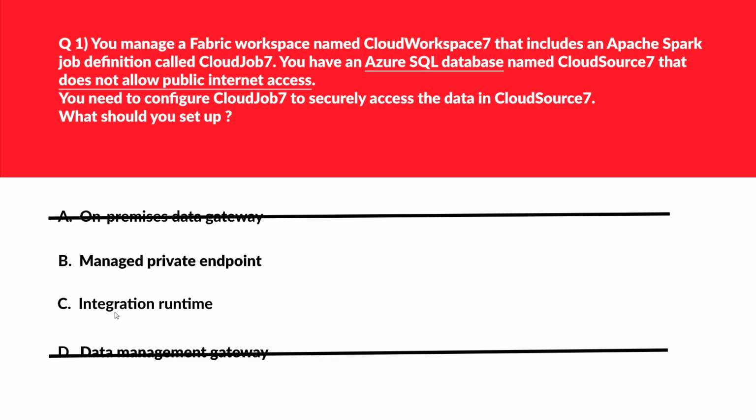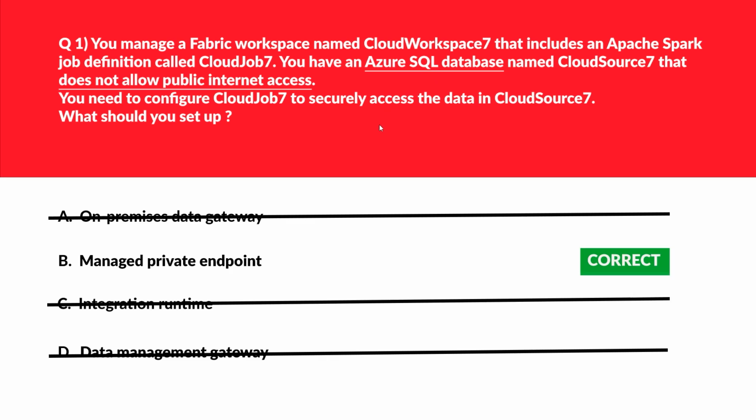Let's move to option C. C says integration runtime. Integration runtime is used for data integration, as the name suggests, right? So it's used for data integration and transformation, but it does not provide secure access to Azure SQL Database. What we need as per the question, if we read here, is to securely access Azure SQL Database. So wrong answer. We'll lock option B as the correct answer.